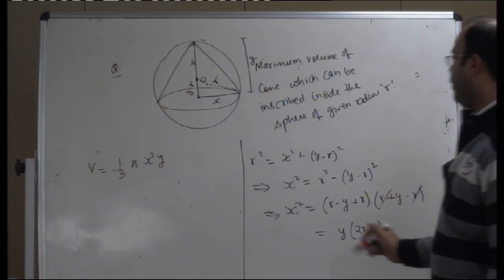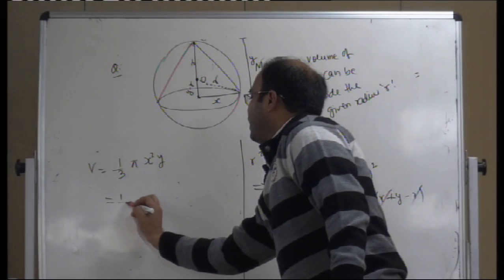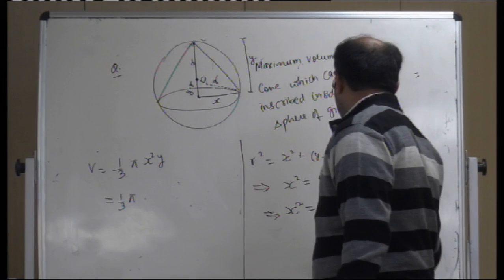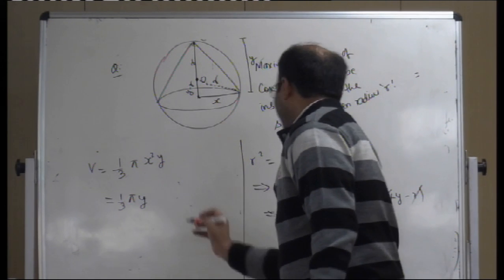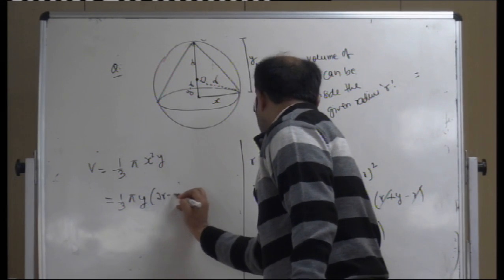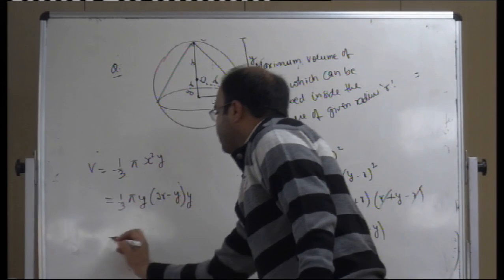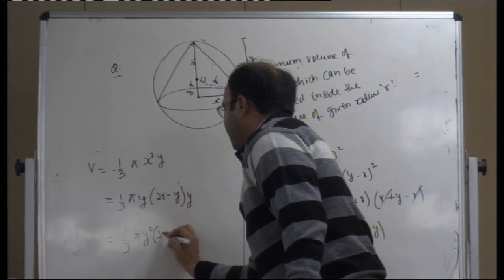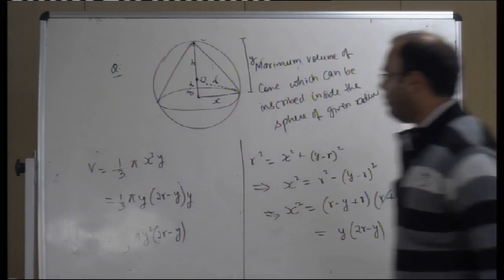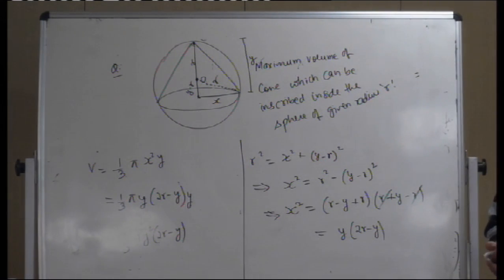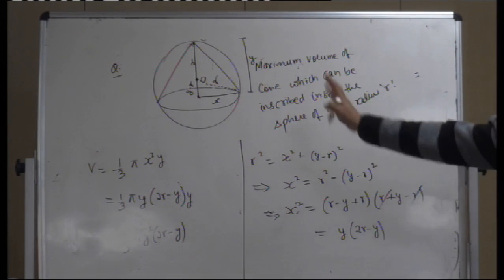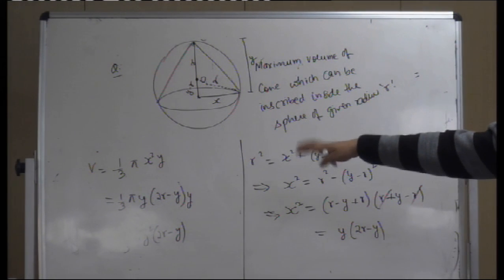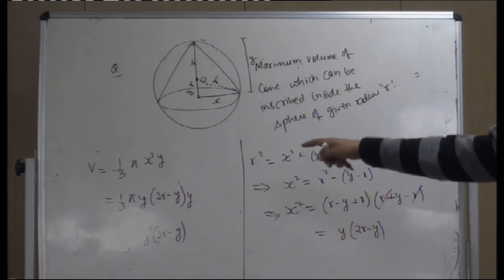So what we can do, we can write it like this, 1 by 3 pi y, and then this would become 2r minus y, and this would become again y. This would become 1 by 3 pi y square into 2r minus y. So this is how we have done our two steps. Firstly, we found a relation between x and y, and then in the definition of volume, we have expressed it in only one term.